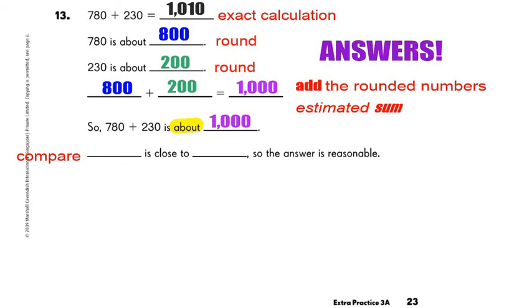Let's compare. The exact calculation, 1010, is close to 1,000? Let me check. It's only different by 10. So yes, my exact calculation is reasonable.